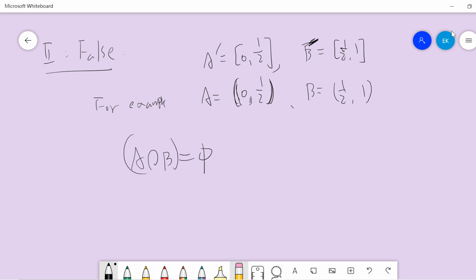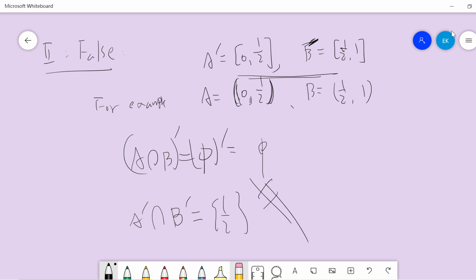Then A intersection B is empty, so when you take the derived set of the empty set, it is still empty. But the derived set of A intersected with the derived set of B gives you one point, right? So this is definitely not the same. Actually, one can show.